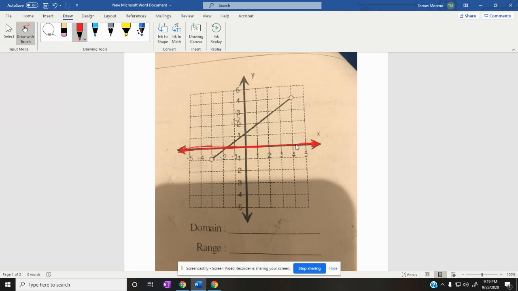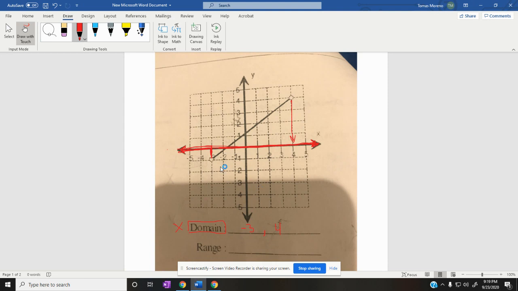When I'm dealing with anything on this x-axis, that means I'm dealing with the domain. So the domain is your x. I want to figure out the lowest x and then the highest x. I'm going to draw a line right here. My lowest x right here would be -3, and my highest x is 4. I separate them with a comma.